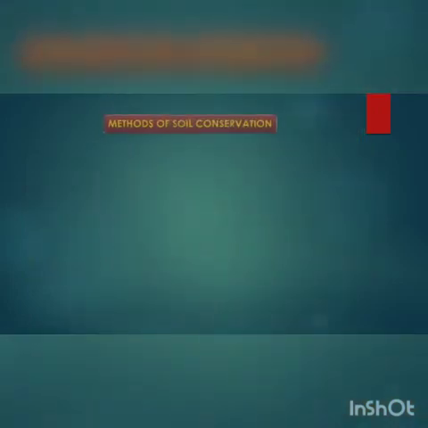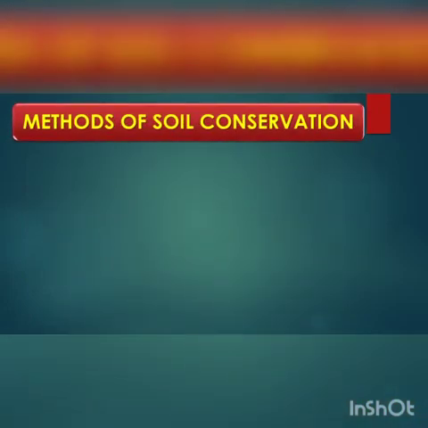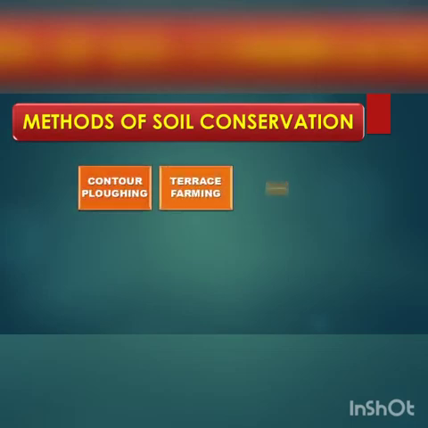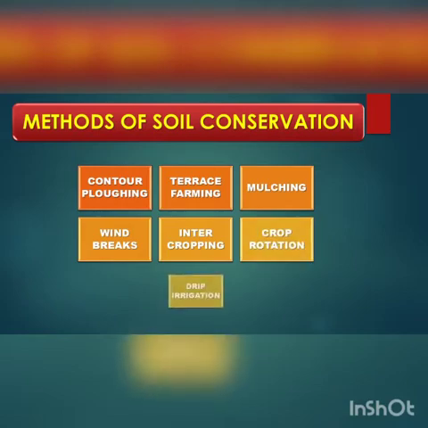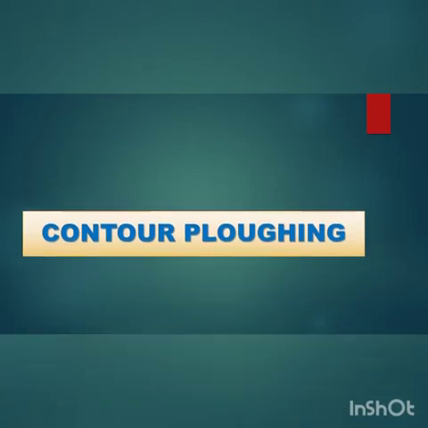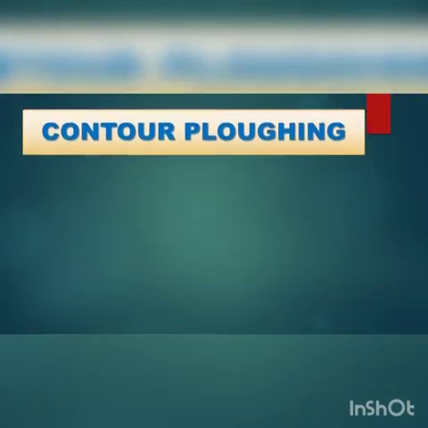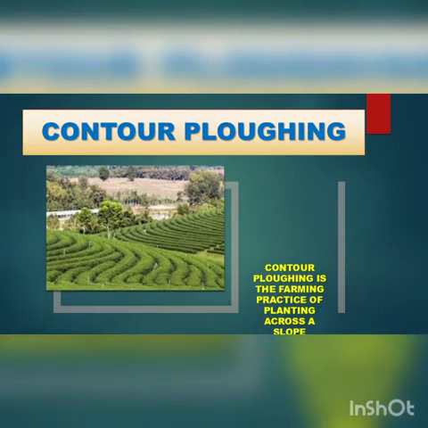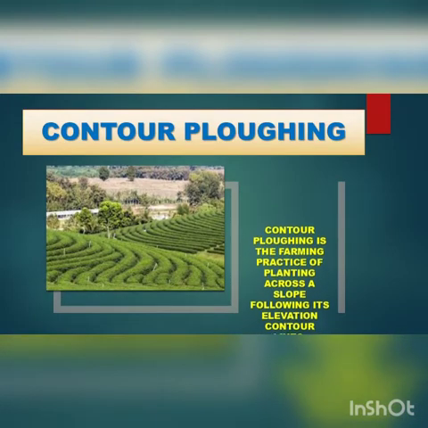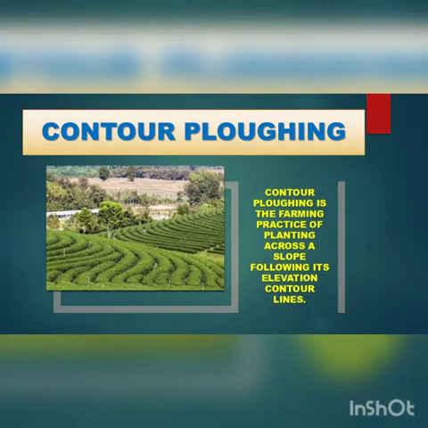Let's move to some more methods of soil conservation: contour plowing, terrace farming, mulching, windbreaks, intercropping, crop rotation, and drip irrigation. First, we discuss contour plowing. Contour plowing is the farming practice of planting across a slope following its elevation contour lines.